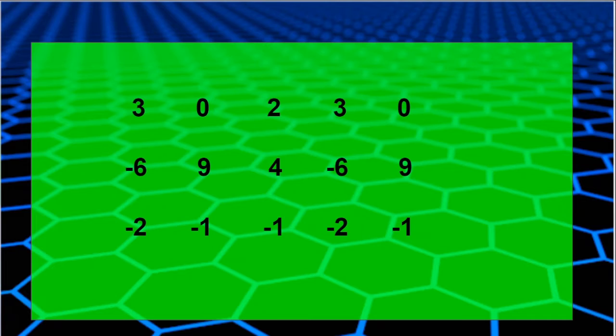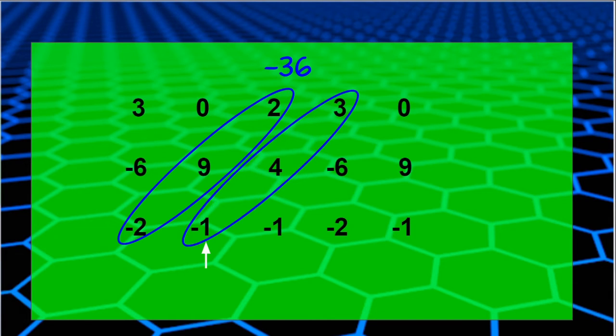Now with a fresh sheet, I start from the last number on the first column, minus 2 in this case. I draw a bubble around the diagonal going upwards. Then I multiply the values here. Minus 2 times 9 times 2 is minus 36, so I place it here. Then I move to the last value on the second column. I also extend my diagonal going upwards and I draw a bubble around it. When I multiply these values, minus 1 times 4 times 3, I should get minus 12, which I place here.